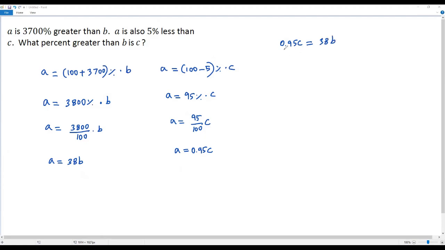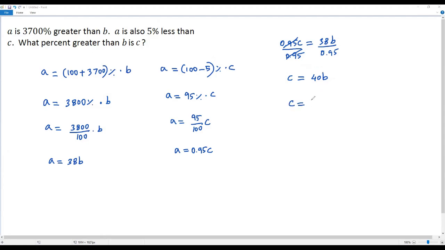Okay, now let me divide both sides of the equation by 0.95. Okay, let me do it. Then the 0.95 will cancel out. I'm getting C on the left side. On the right side, when I divide 38 by 0.95, I am getting 40. That is 40B.